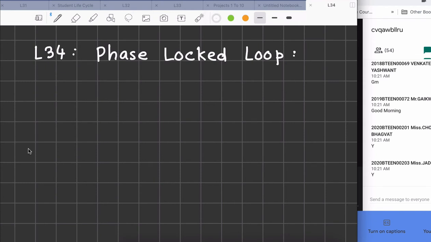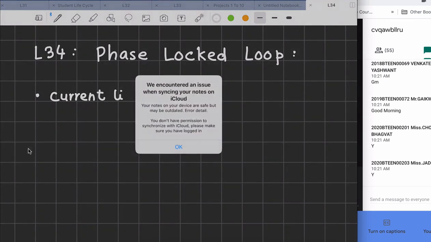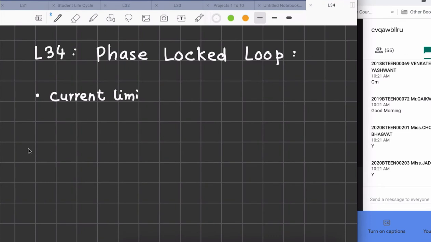Okay, so the first point to be discussed today is current limiting in power supply. This is nothing to do with phase locked loop, but we will cover this topic quickly today and then move to phase locked loop. Current limiting in power supply. So shall we go ahead? Is this fine?